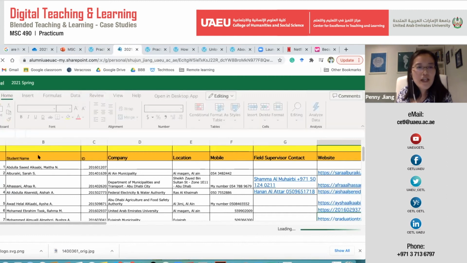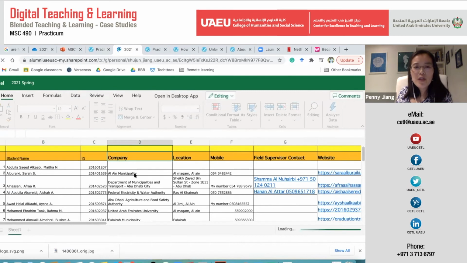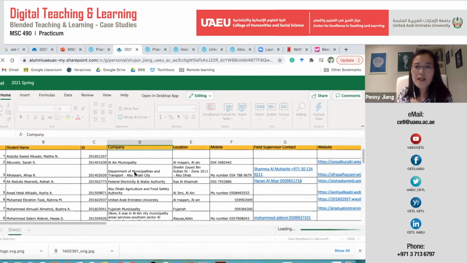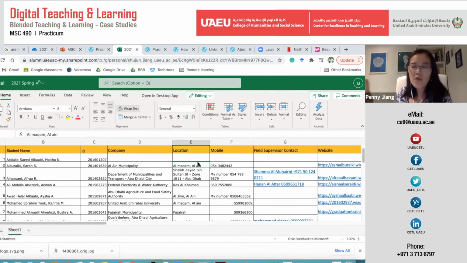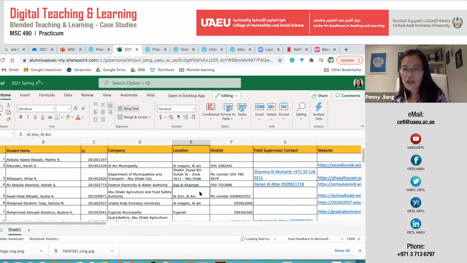I will put their names and ID here, and then they will share. They will put their company name here, their location, because we used to visit them in their companies, their workplaces, and so I have to know the place and arrange my schedule to accommodate all those places. And these are the contact numbers for the students and their field supervisors.